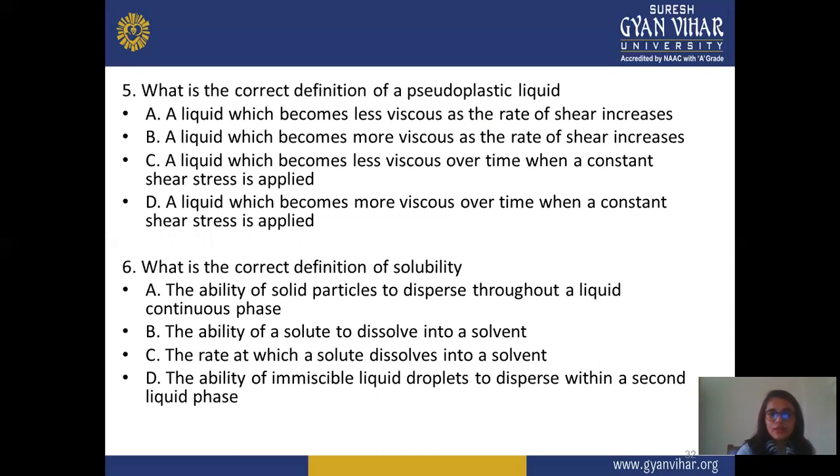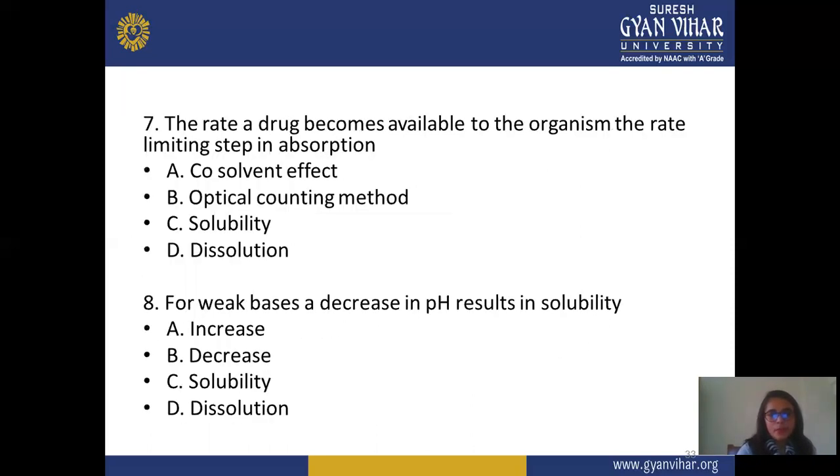Sixth question: what is the correct definition of solubility? A is the ability of a solid particle to disperse throughout a liquid continuous phase, B is the ability of the solid to dissolve into a solvent, C is the rate at which a solid dissolves in the solvent, and D is the ability of an immiscible liquid droplet to disperse within a second liquid phase. Next, the seventh question: the rate at which a drug becomes available in the organism, the rate-limiting step in absorption. A is co-solvent effect, B is optical counting method, C is solubility, and D is dissolution.